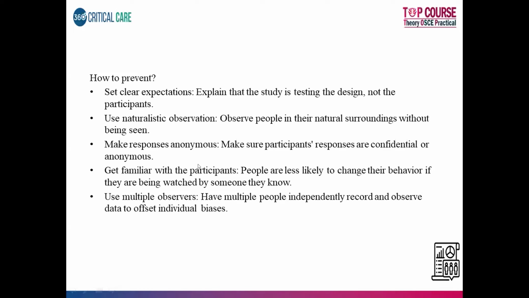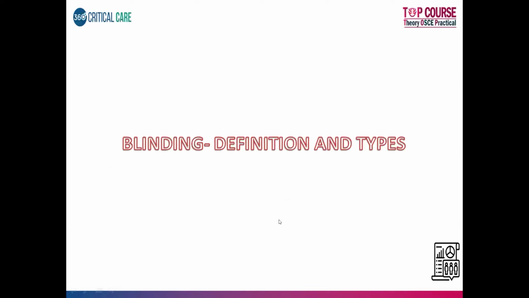And you should get familiar with the participants, because people are less likely to change their behavior if they are being watched by someone they know. If you are closer to them, then they actually don't change their behavior much. They will show you their true colors, right? So use multiple observers. Have multiple people independently recording and observing how these individuals perform. This is about the bias.